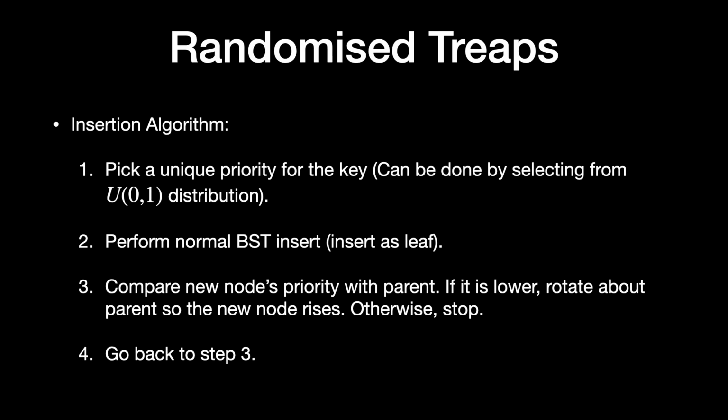Now, how do we make a decision between which rotation to make? Well, if the newly inserted node is the left child, we perform a right rotation. If the newly inserted node is the right child, we perform a left rotation. We continue this process on the newly inserted node until its priority value is greater than the priority value of its parent. So that is how insertion is performed in randomized treaps.